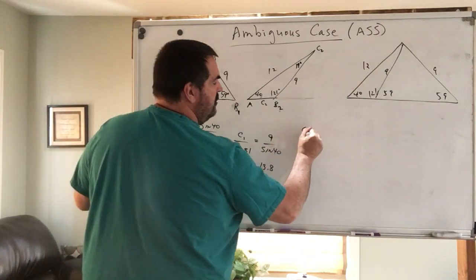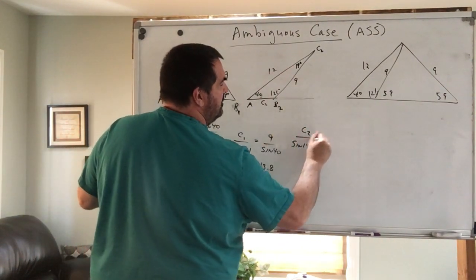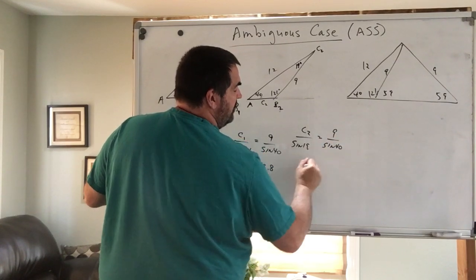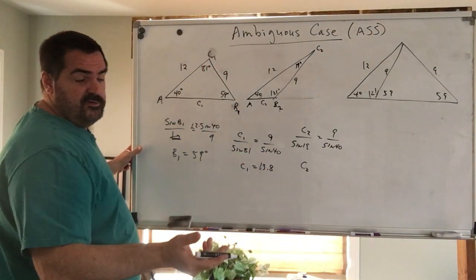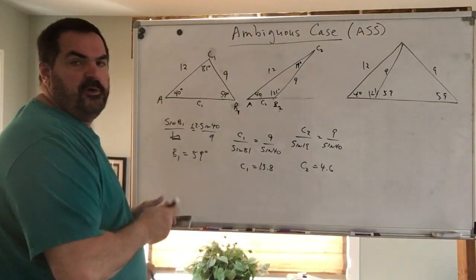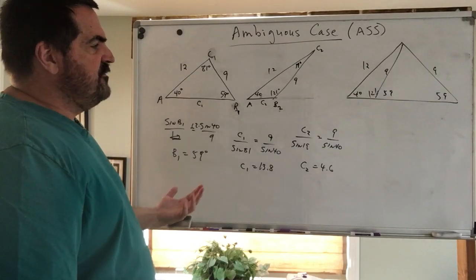So C2 over sine of 19 equals, again, the 9 over sine of 40. I punched this one in my calculator also. I got C2 to be 4.6. As you can see, it's pretty small. It should be the small side of the triangle because it's the smallest angle. So that's how you find them.